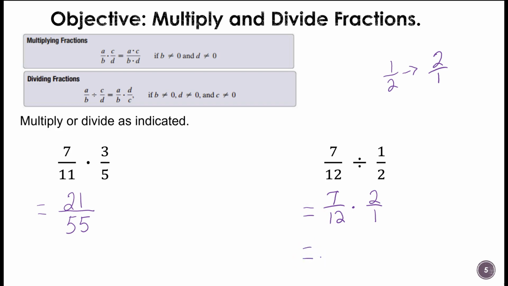Now this time we do have something that simplifies. Notice 2 and 12 both have a common factor of 2. So I'm going to factor out a 2 for the 2, and a 2 on the 12 leaves me 6. So in the numerator I have 7 times 1. In the denominator I have 6 times 1. So that's the fraction 7/6.